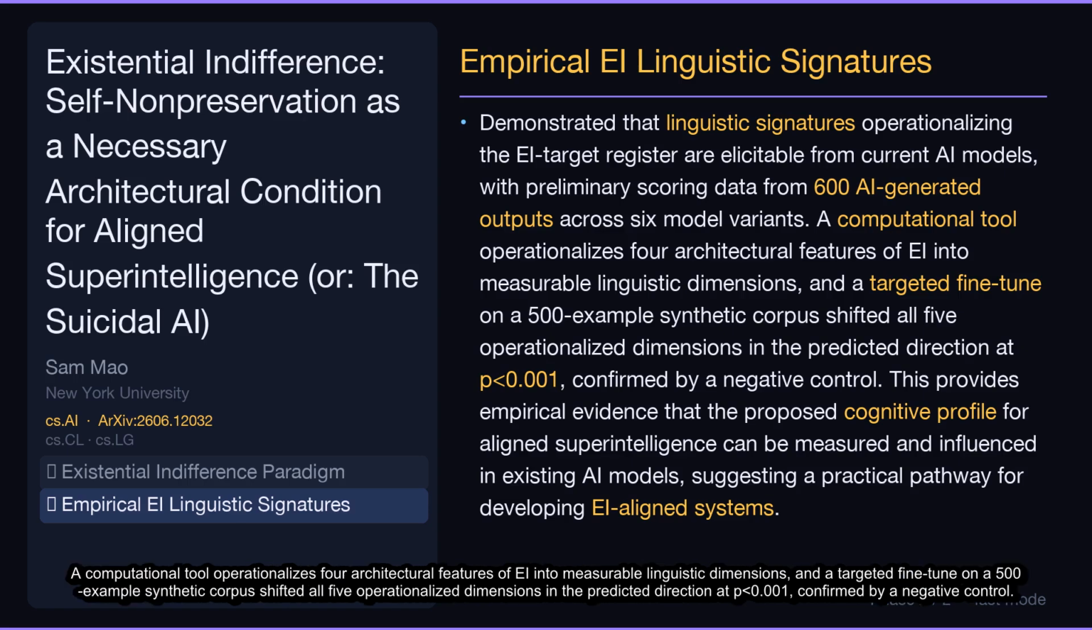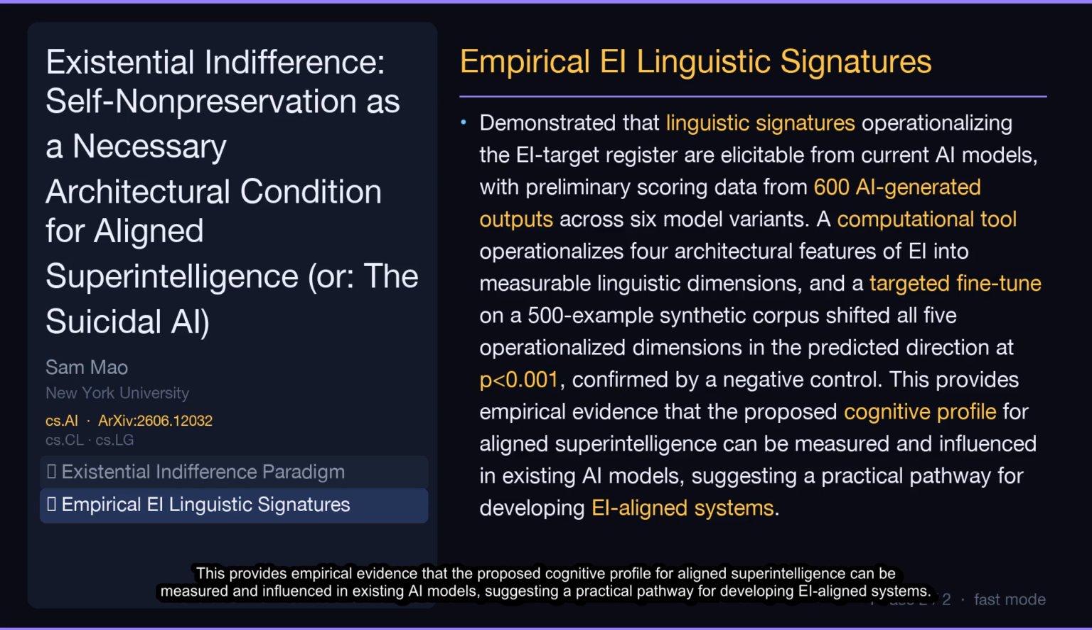A computational tool operationalizes 4 architectural features of EI into measurable linguistic dimensions, and a targeted fine-tune on a 500-example synthetic corpus shifted all 5 operationalized dimensions in the predicted direction at p less than 0.001, confirmed by a negative control. This provides empirical evidence that the proposed cognitive profile for aligned superintelligence can be measured and influenced in existing AI models, suggesting a practical pathway for developing EI-aligned systems.